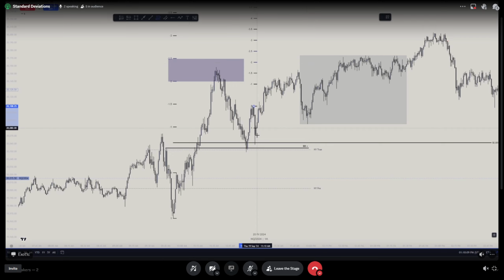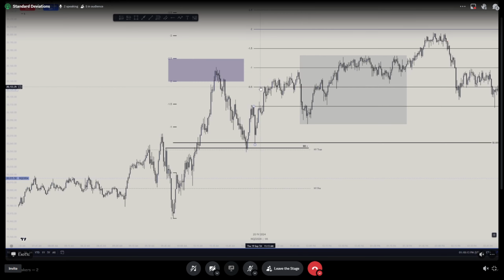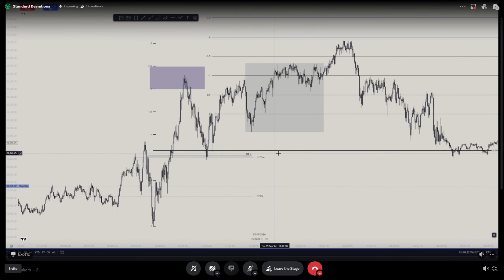Right, once again, if we wanted to draw our projections from here, you can see that we hit that 0.5, which is your low hanging fruit, which you're going to want to target always. So do we have any questions about any of the fib projections?